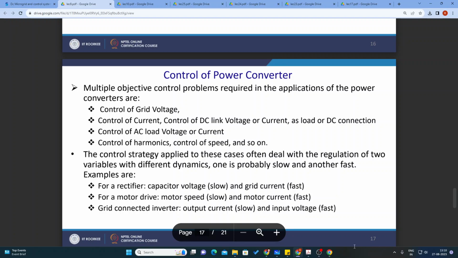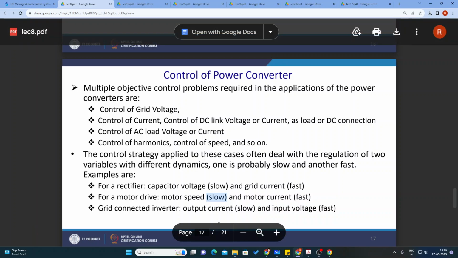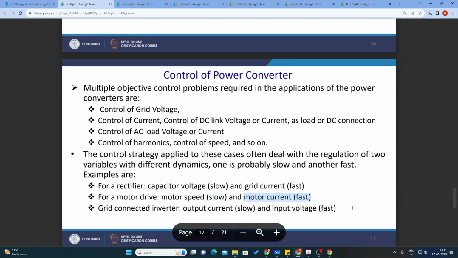In a motor, what do we control? Motor speed only we need to control. Torque we cannot measure, right? Torque is not a measurable quantity. So the only thing that we can measure is the speed, so whatever we need to control is the speed. Our primary objective is to control the speed, so we make the speed dynamics slower. Also, it is mechanical, so it will eventually be slow. So it will be in the outer loop and the motor current loop will be in the inner loop.